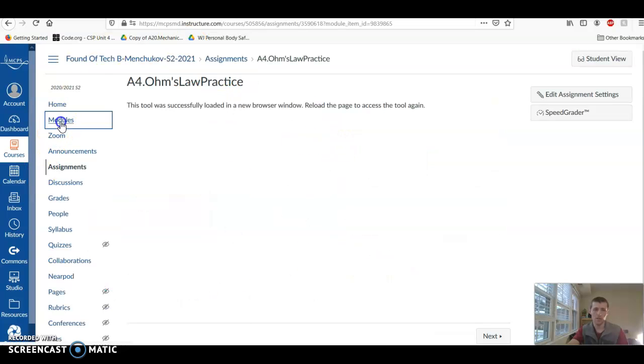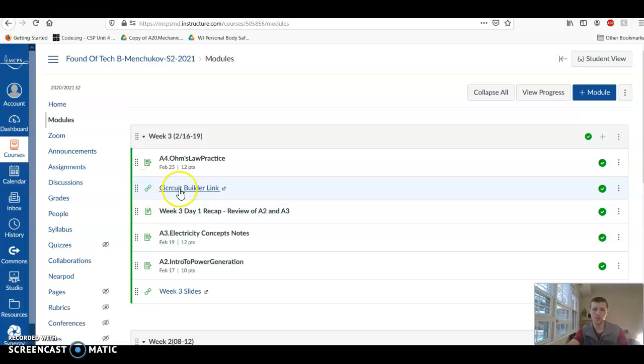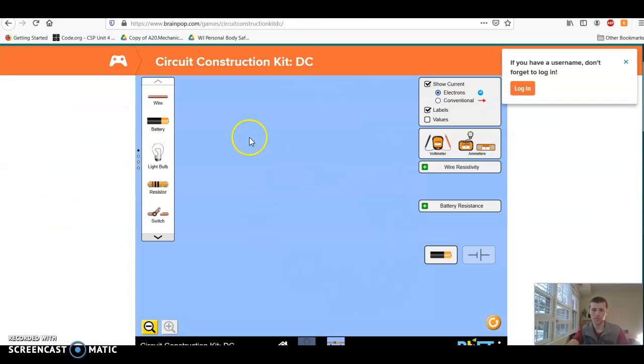You can find it on MyMCPS under modules called Circuit Builder Link. If you open it up, you'll get a screen that looks something like this. And this is a really simple environment where you can experiment with some circuits. On the left here, you have some elements you can drag out, like batteries and wires and all sorts of crazy things, like a dog, perhaps, that you can hook up to your electrical grid.